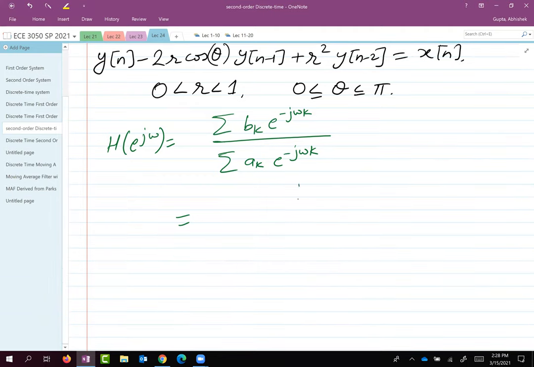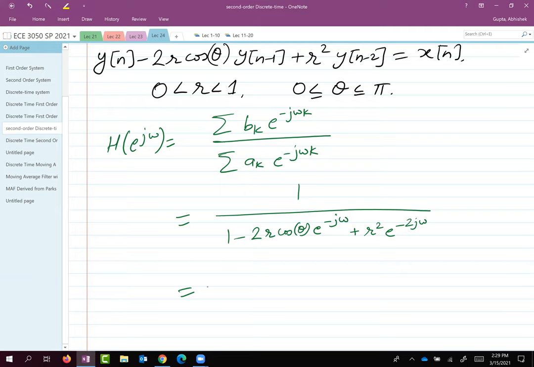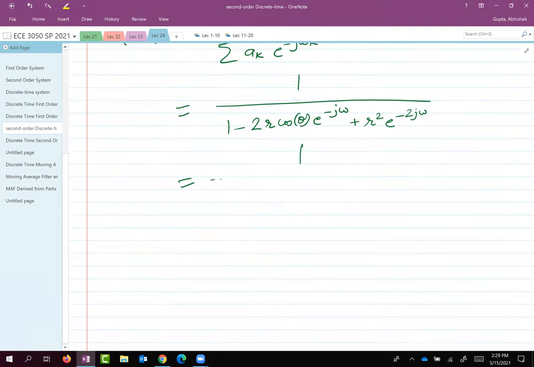Okay. Could it be 1? Yeah. Over 1 minus 2 r cosine theta e to the negative j omega, k is equal to 1 here. Oh, yeah. Right. And then plus r squared. Yeah, perfect. And so this can be written as 1 minus r e raised to j theta.